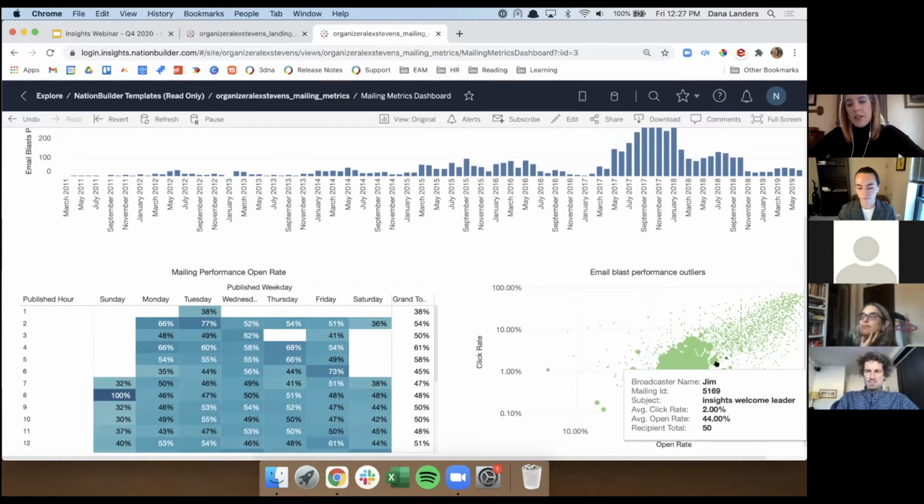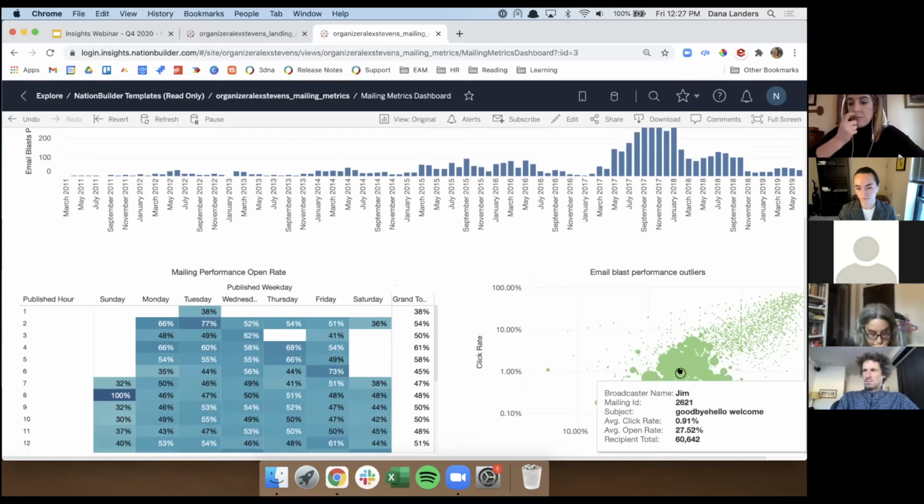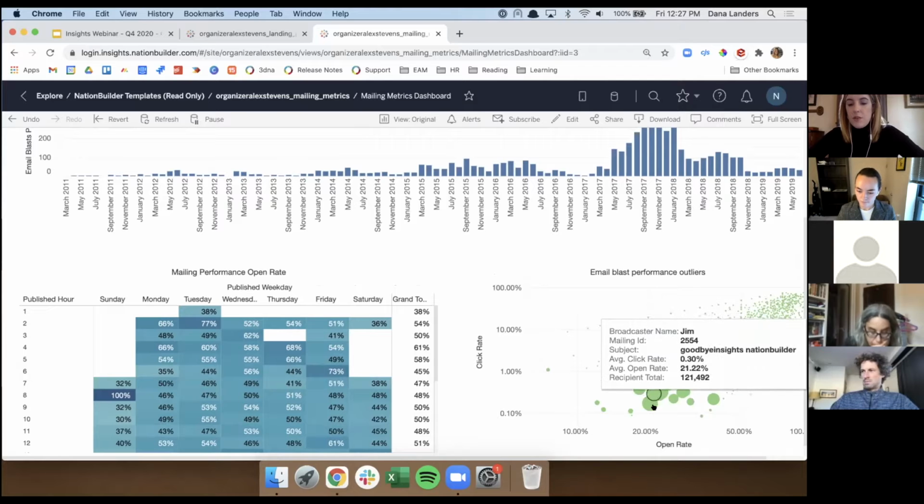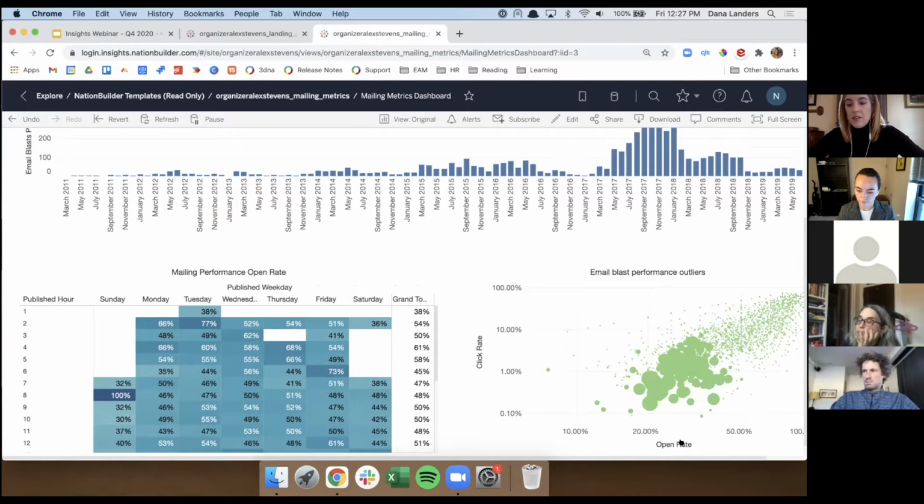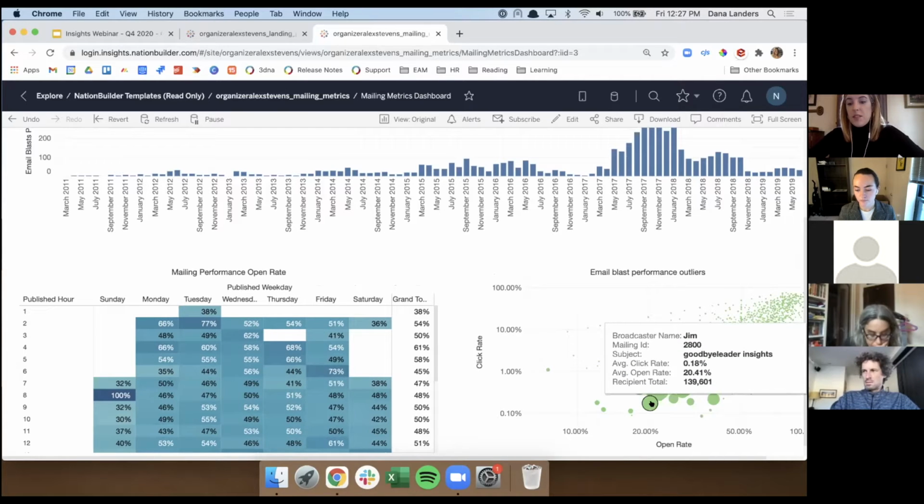And then over here on the right-hand side, this is a sense of emails that have a higher click rate and open rate. You can see open rate is down here on the x-axis, click rate is on the y-axis. If you hover over here, you can see some of these outliers where emails might have performed exceptionally well or exceptionally poorly, and get a sense of which emails those were.